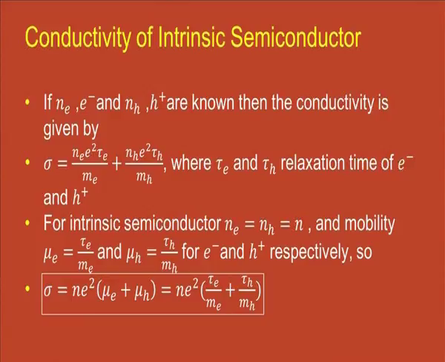For intrinsic semiconductor, as we know that N_e is equal to N_h, we can represent that as N. The mobility also can be represented as μ_e equal to τ_e/m_e and μ_h equal to τ_h/m_h for electron and hole respectively. So, our conductivity relationship will now get simplified to the following form: sigma is equal to N e (μ_e plus μ_h), or is equal to N e² (τ_e/m_e plus τ_h/m_h).